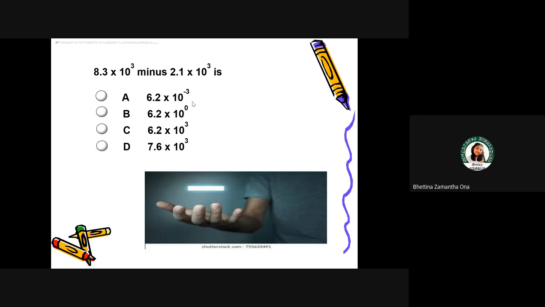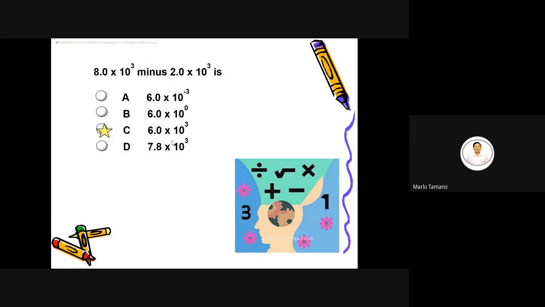Is it C? Wait lang, C. Balik tayo. C po. Ito, 3 minus 1 is 2, so meron na kayong 0.2. Then, 8 minus 2 is 6, 6.2. Tapos, yung base 10 ninyo or powers of 10 ninyo ay nasa cube. So copy: 6.2 times 10 cube. That is the answer. Okay, next.